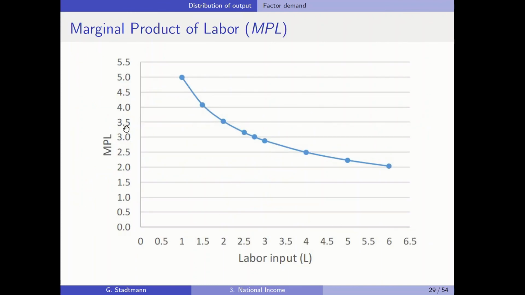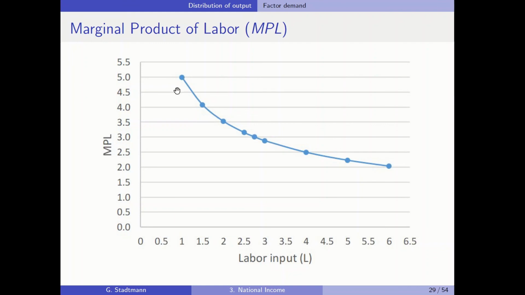This is once more the same graph as before, marginal productivity of labor on the vertical axis and labor input on the horizontal axis. The only difference is that now we are zooming in, so the horizontal axis only runs from 0 to 6.5 and not to 130. So we are really zooming in here.